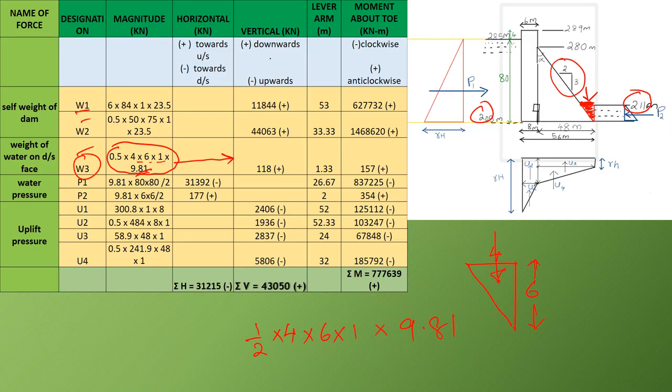So it will be along this line, and the centroid of that triangle will be at a distance of 1 by 3 into 4, that is 1/3 of this base width. So that is equal to 1.33, that is the lever arm. Now the moment about the toe is this force multiplied by this lever arm, that is equal to 157, and that is also acting in the anti-clockwise direction about the toe. Therefore it is taken as positive.